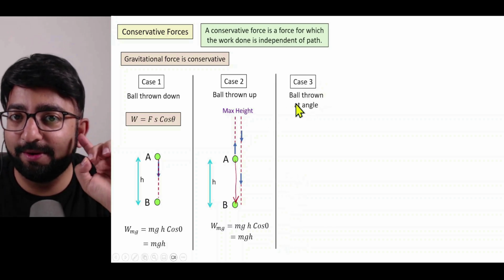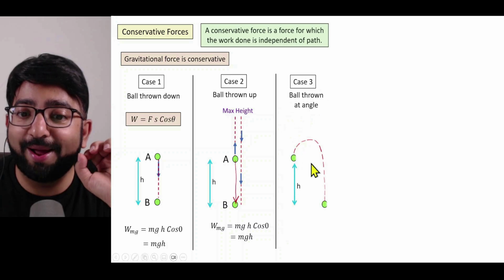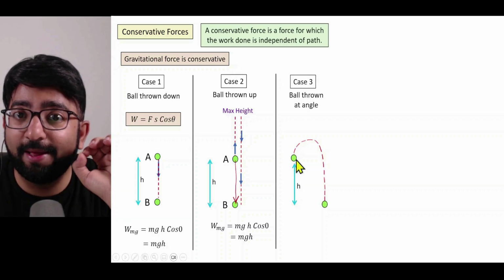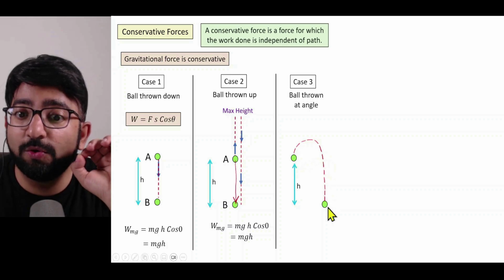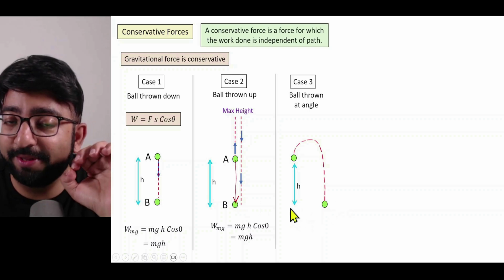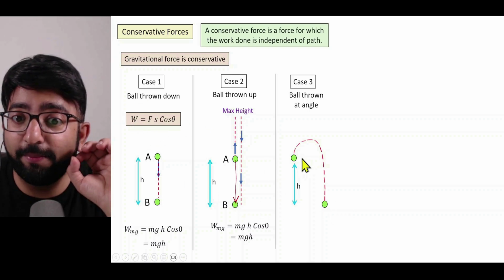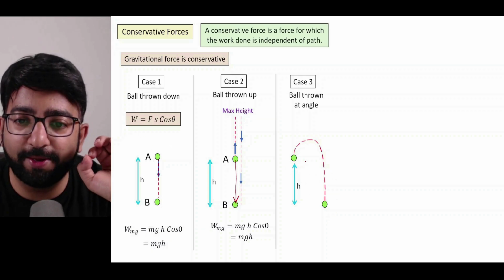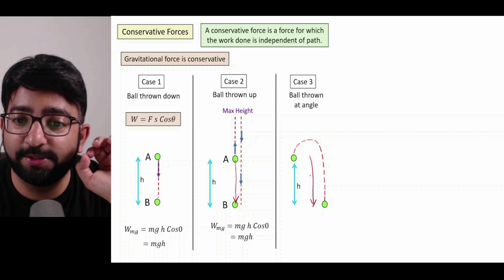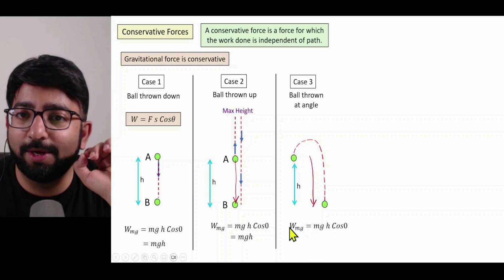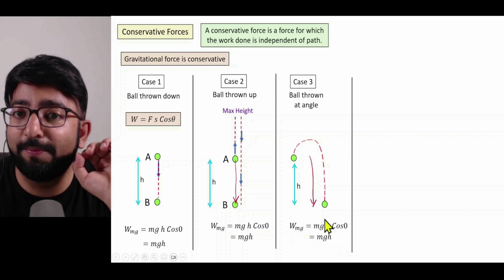Similarly, now let's consider a third case where the ball is thrown at an angle. Let's say the ball is originally in the same position, point A, and then it is thrown at an angle to reach the same point B. In this case, what will be the work done by the gravitational force? Force is mg throughout the motion. Displacement, even in this case, will be h, because if I connect the initial point with the final point, this distance is also h. And like in the previous two cases, work done by gravitational force again will be mgh.